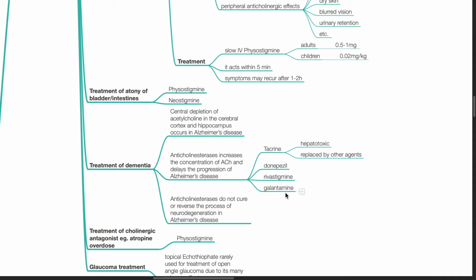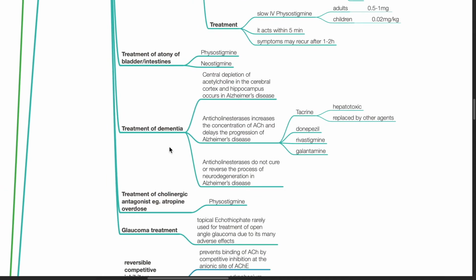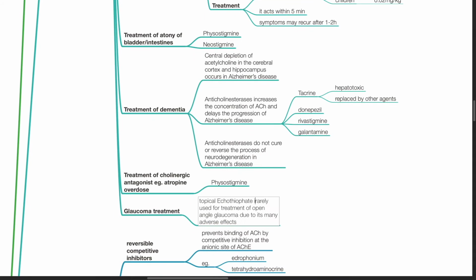Tacrine is hepatotoxic and has been replaced by other agents. Anticholinesterases, however, do not cure or reverse the process of neurodegeneration in Alzheimer's disease. Anticholinesterases are also used to treat cholinergic antagonist overdose, such as atropine, and in glaucoma treatment. Topical ecothiopate is rarely used for treatment of open-angle glaucoma due to its many adverse effects.